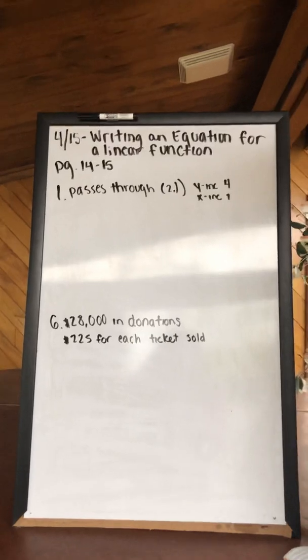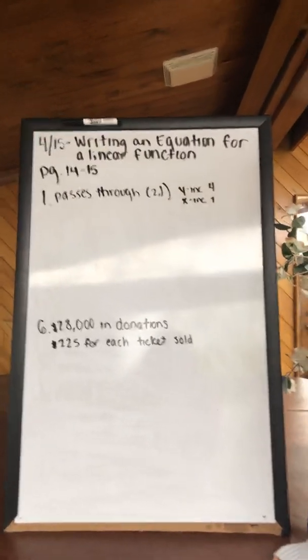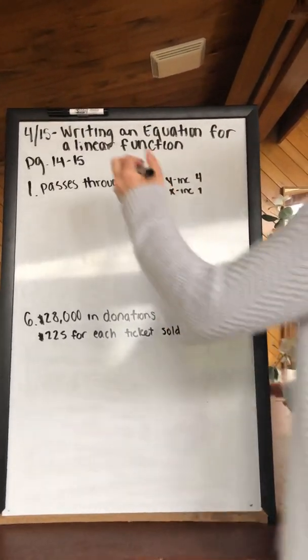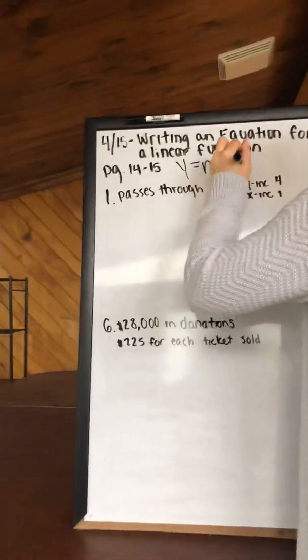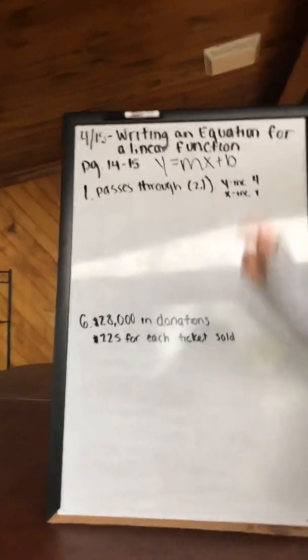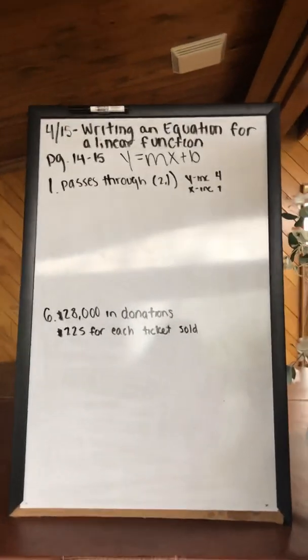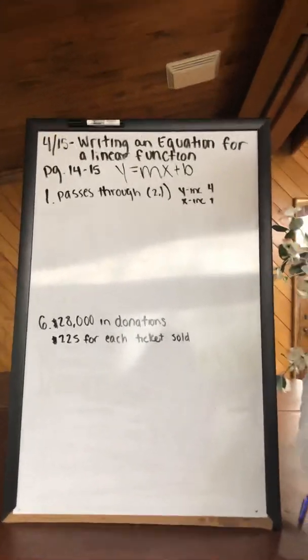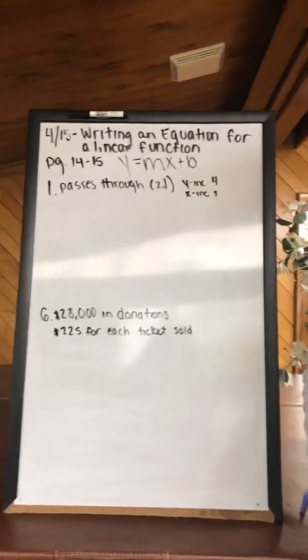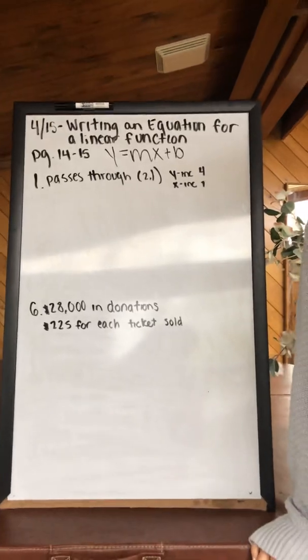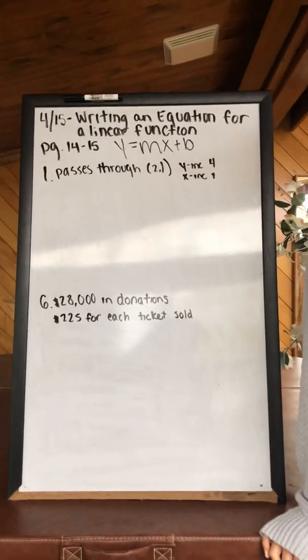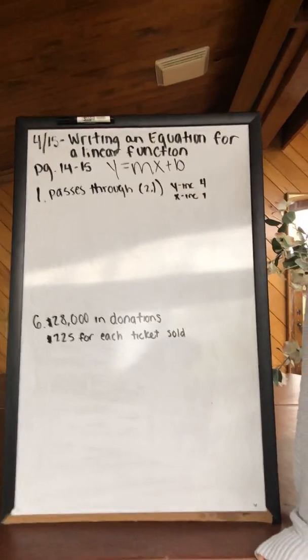We are going to continue talking about linear functions all week. Again, linear functions are written in the form y equals mx plus b. M is our slope, b is our y-intercept. So today we're going to be writing an equation for a linear function given verbal descriptions. We're going to go over number 1 and number 6 together, and the rest of this paper will be your assignment, page 14 and 15.